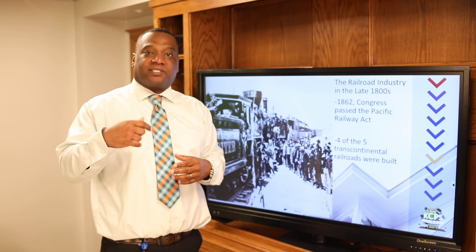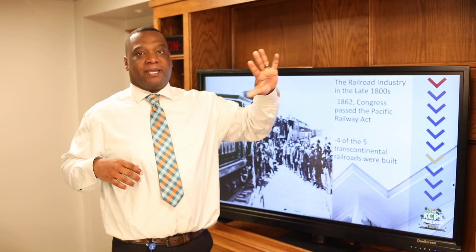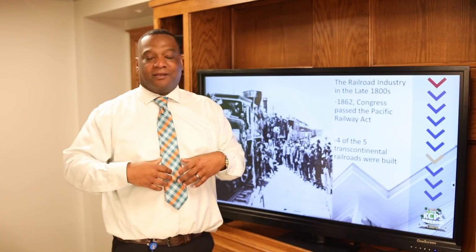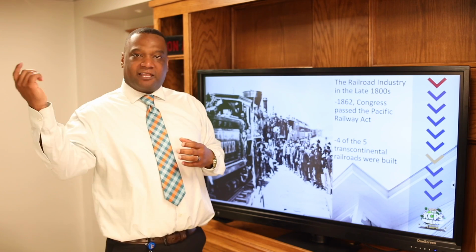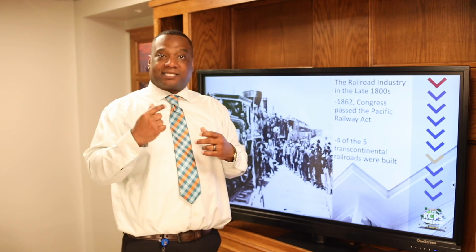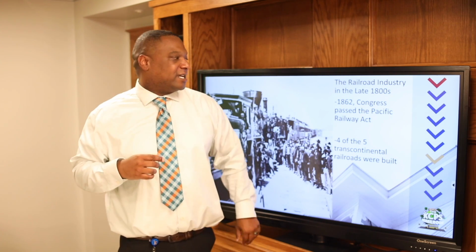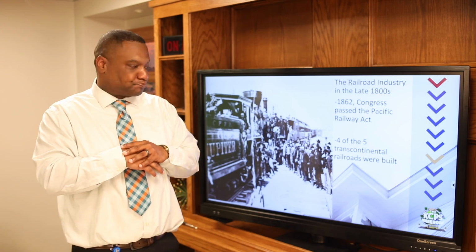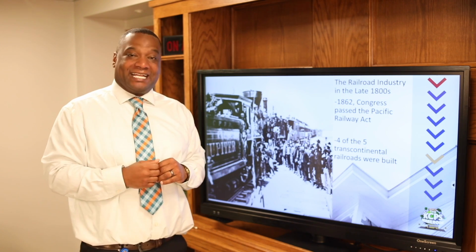1862, Congress got involved. Once Congress got involved, this basically led to western expansion. This led to places like Nebraska, places like Missouri to get a huge population, right? Because now you can get back and forth in a quicker manner with the railroad, right? 1862, Congress passed the Pacific Railroad Act. Four of the five transcontinental railroads were built by 1890.